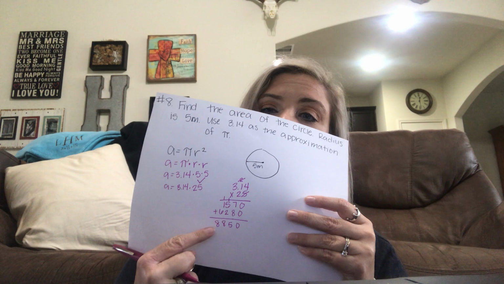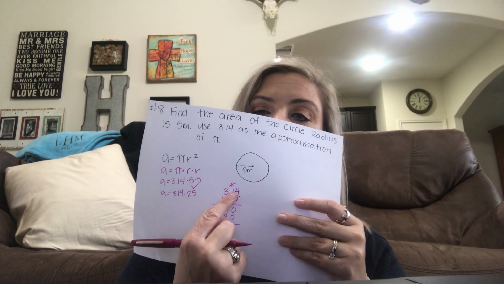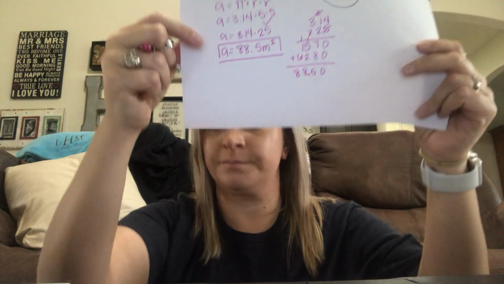Now, there are decimals up here, so that means we need decimals down here. How many numbers are behind the decimal up here? We only have 2, so we need to have 2 numbers behind the decimal down here. So our area equals 88.5. Don't forget your measurement, m, and it's squared since it is the area of a circle.